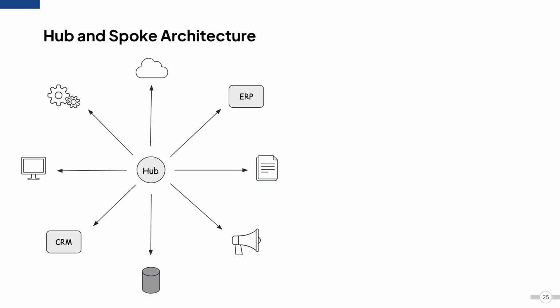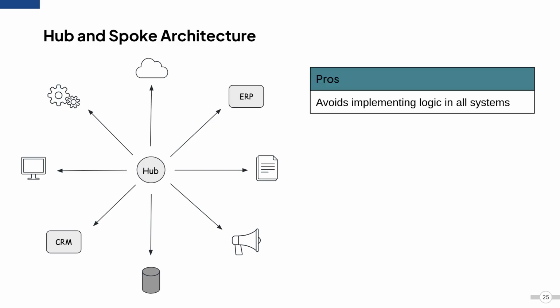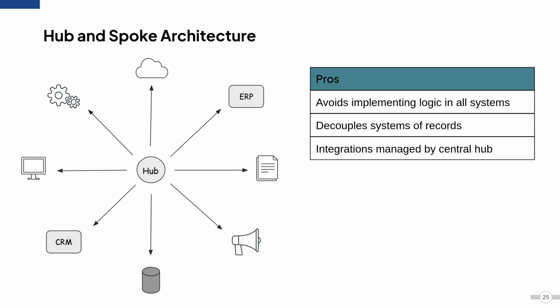This architecture is much better than the point-to-point integration, but it also has problems. But let's first understand its advantages. It avoids implementing logic in all systems, obviously. It decouples systems of records, because now systems don't talk to each other directly, but it goes through the hub. So it definitely decouples the systems of records. Integration is managed by the central hub.